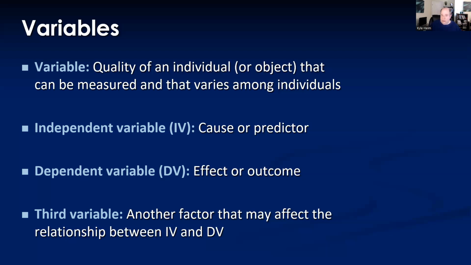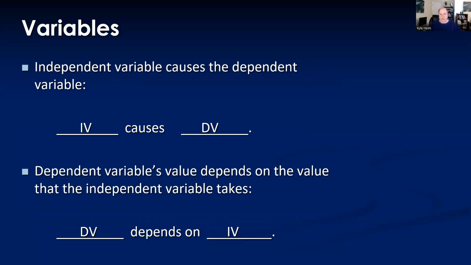Now we know that some relationships are not quite so simple, because there may be other factors that come into play, what we would call third variables. So a third variable is another factor that may intervene and affect the relationship between the independent and the dependent variable. Now, I know sometimes it's a little hard to remember which is which. Which one is the cause, which one is the effect? What's the difference again between independent and dependent? So let's talk about some ways to remember which is which.